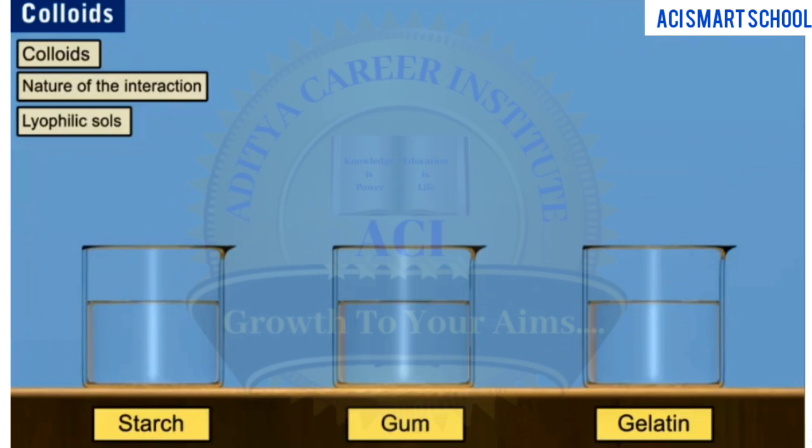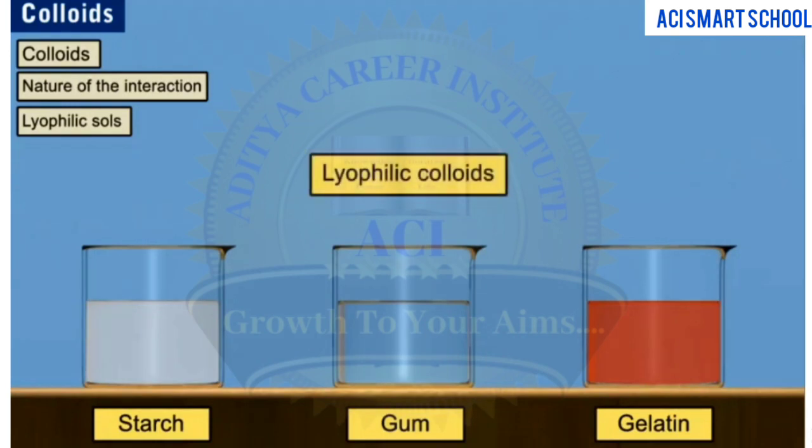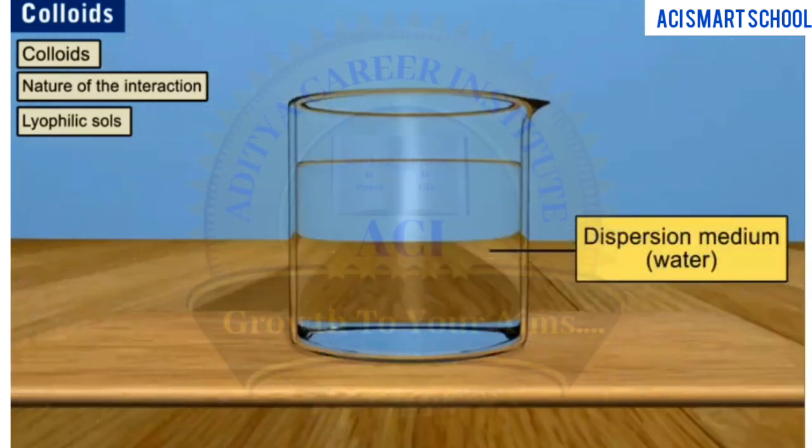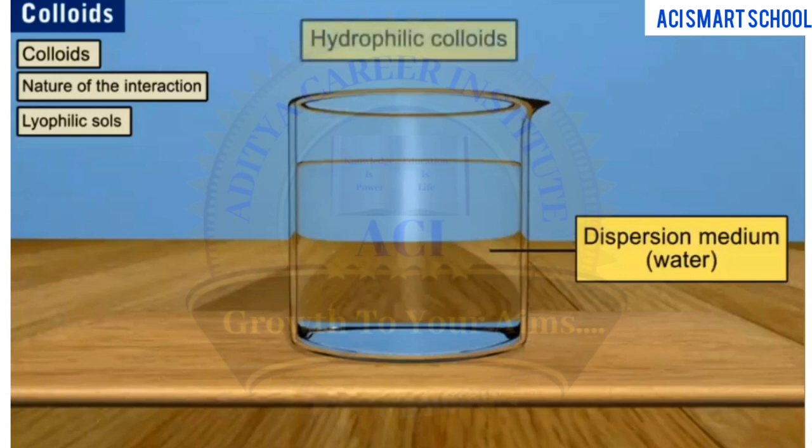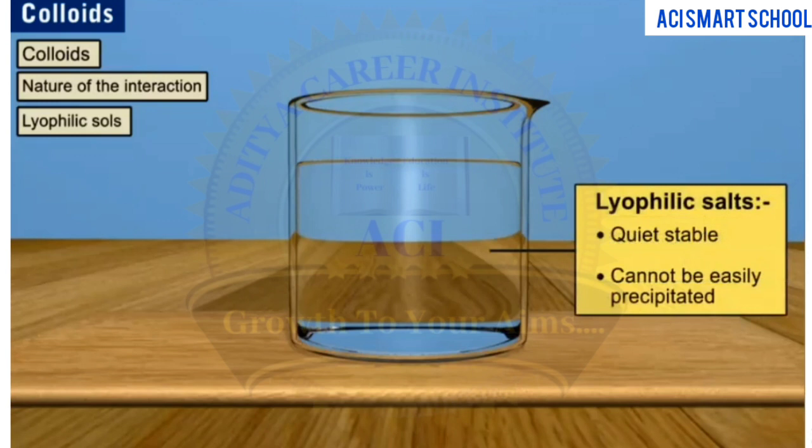When substances like starch, gum, and gelatin are mixed with the suitable liquid, that is the dispersion medium, they readily form colloidal solutions. Such colloidal solutions are called lyophilic colloids. When water is the dispersion medium, they are called hydrophilic colloids. Lyophilic sols are quite stable and cannot be easily precipitated.